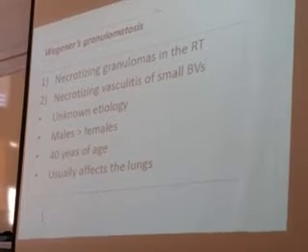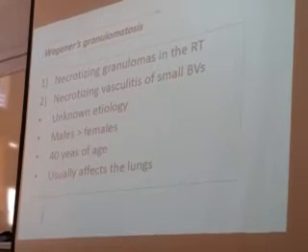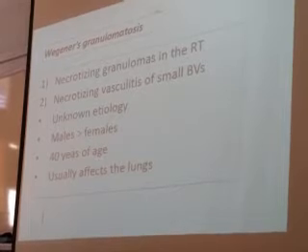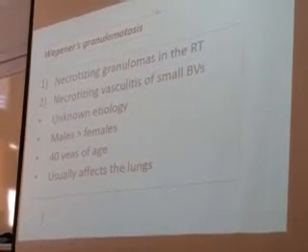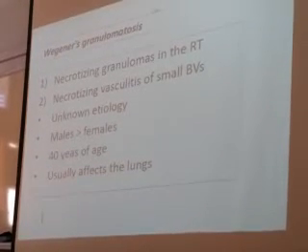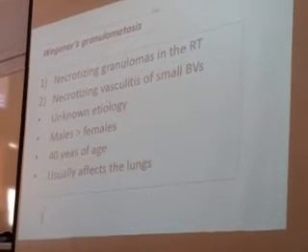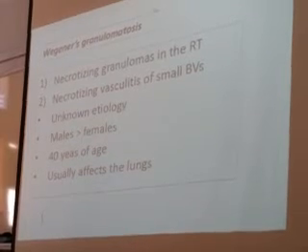Wegener's granulomatosis. You might have discussed it in blood vessels. Have some idea? What is Wegener's granulomatosis? It's a vasculitis, a necrotizing vasculitis. So what you will find is that it affects the lungs, it affects the kidneys, and it affects the vessels.